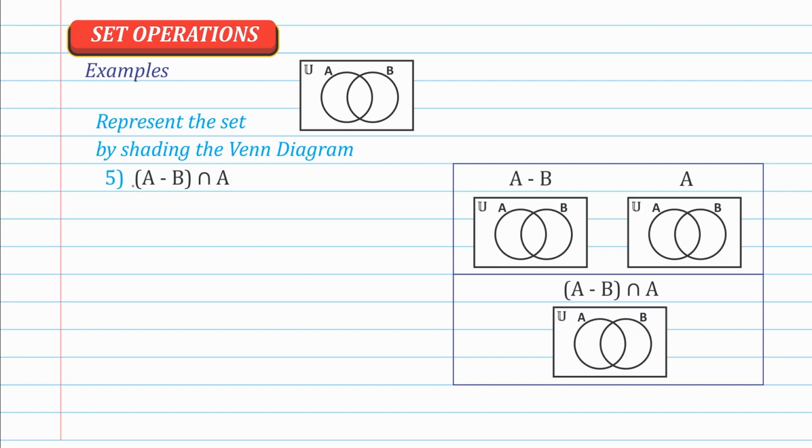Let's make things a little more challenging by answering number 5. Let's shade the Venn diagram, naka-ready na dito sa baba, and represent by shading (A minus B) intersection with A. Now, buti na lang we have this ready as well. So let's answer and shade A minus B first.